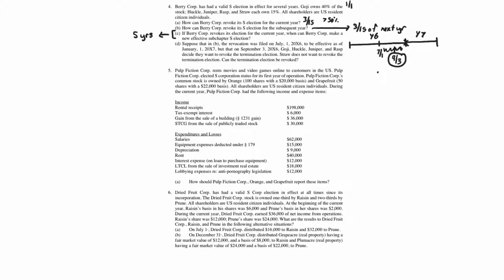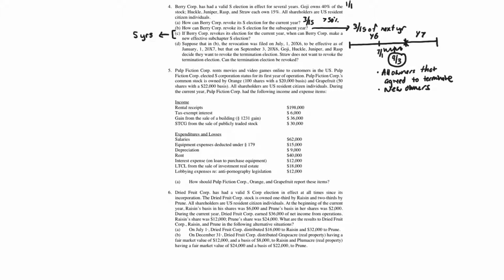Well, you need all owners that agreed to revoke or terminate the S Corporation. You need all of them to agree to revoke this termination, and any new owners. Now, we're not told about any new owners in this problem, but we still are told that we have Goji, Huckle, Juniper, and Rasp, and also Straw.